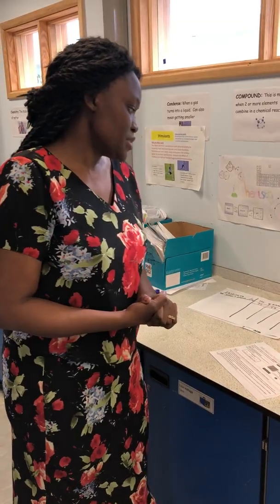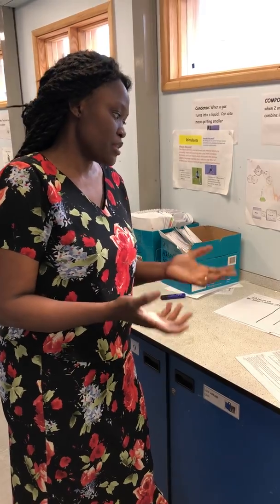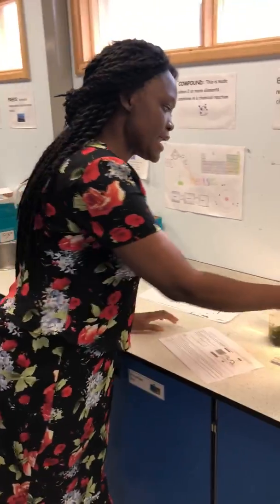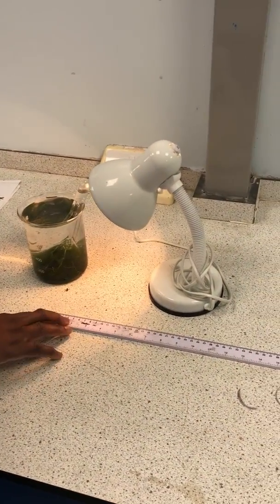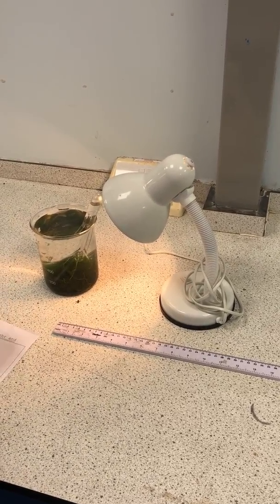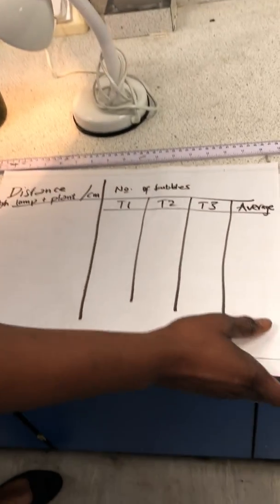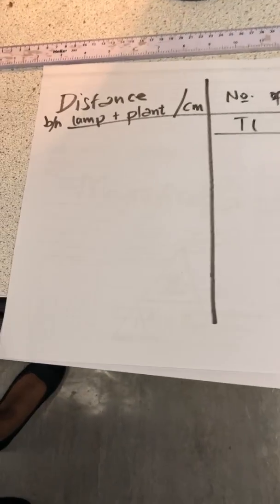Going back to our equation for photosynthesis, we know that during photosynthesis water combines with carbon dioxide to produce oxygen, which is the bubbles we're going to be witnessing, and glucose in the presence of light. We're using our lamp here as our source of light, and we're going to measure the distance between the lamp and the pondweed. We have here a table that will help us during the practical to actually record our results.